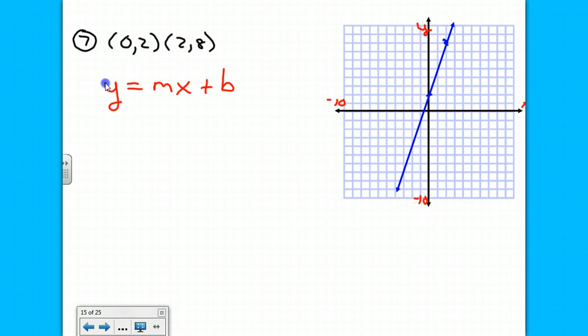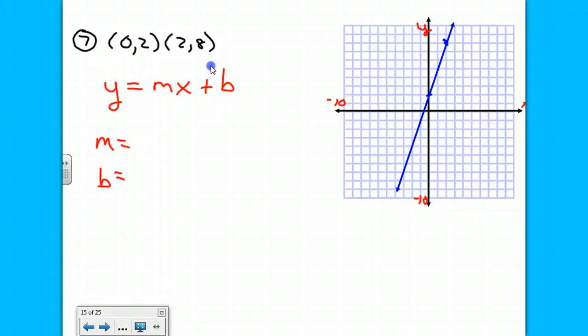And the slope is which letter? Like the mountains, it's m. And the b is which letter? The y-intercept. So we need to find out. If we can find the slope and the y-intercept, we simply can substitute them into our model. Okay? So let's start with the y-intercept. Where does this line cross the y-axis? Aiden, where does it cross the y-axis?